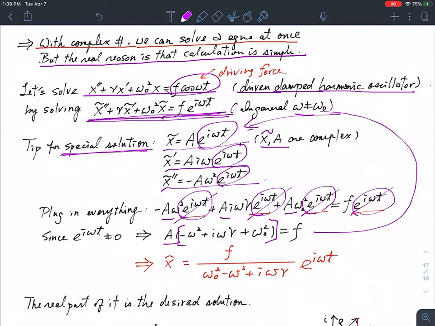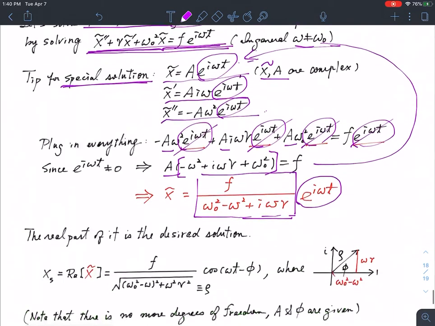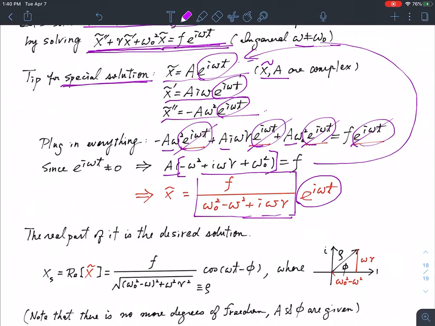All right, so this is a solution. Now you see a is nothing but f divided by this whole thing. So this is a new amplitude. It's a complex amplitude. And then we also have the e^(iωt) that we assumed. So this is a solution to the complex equation.